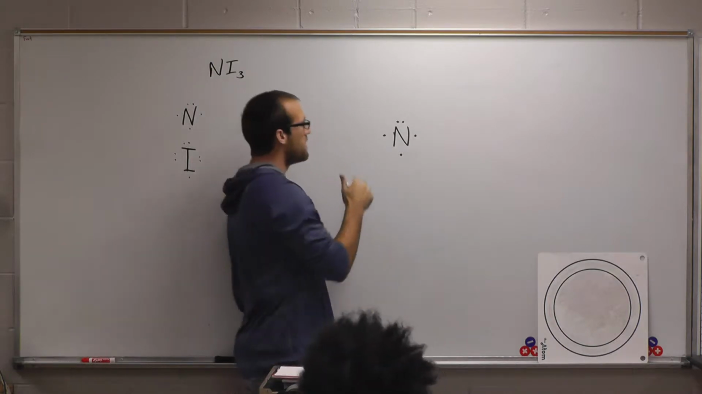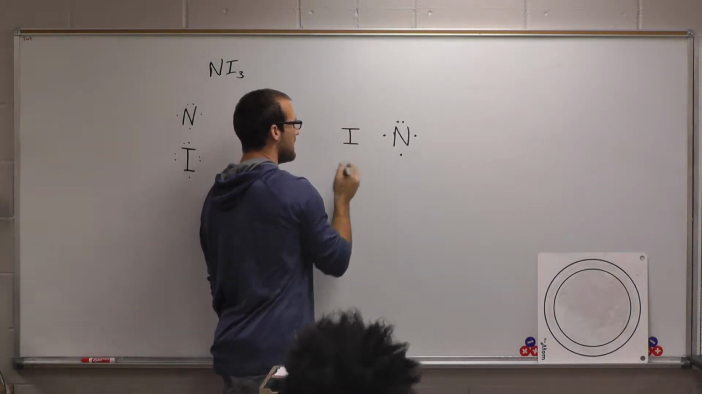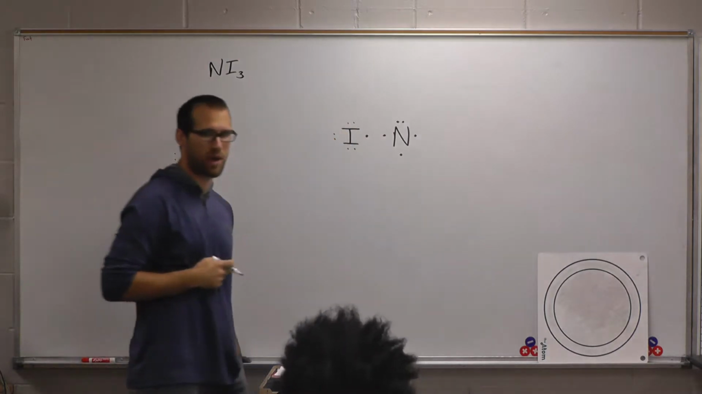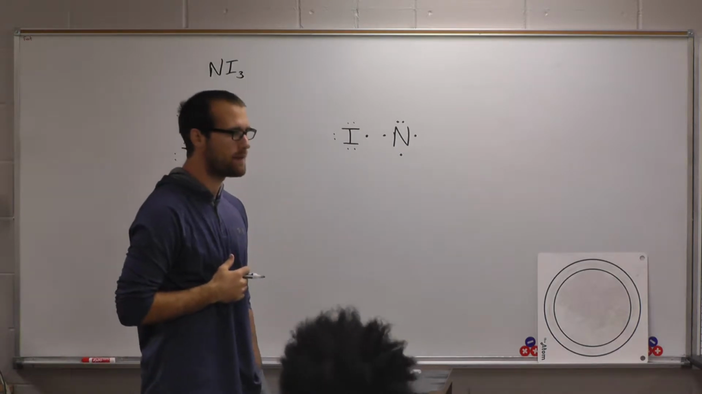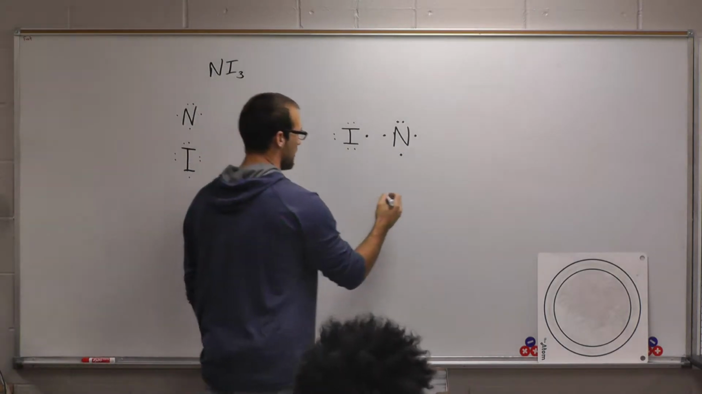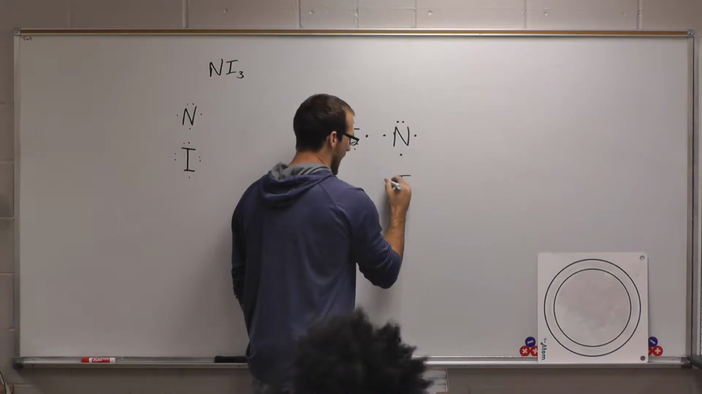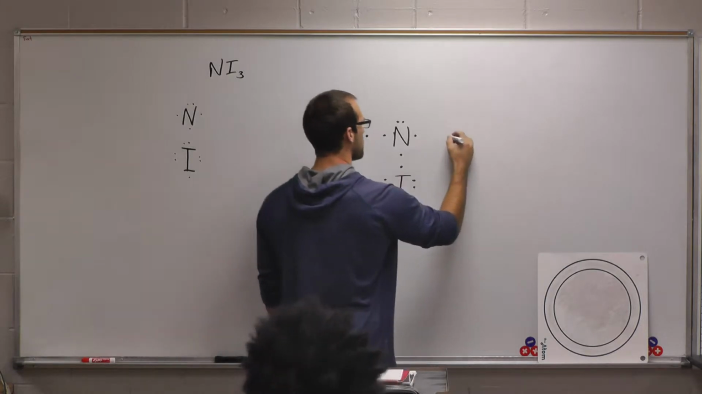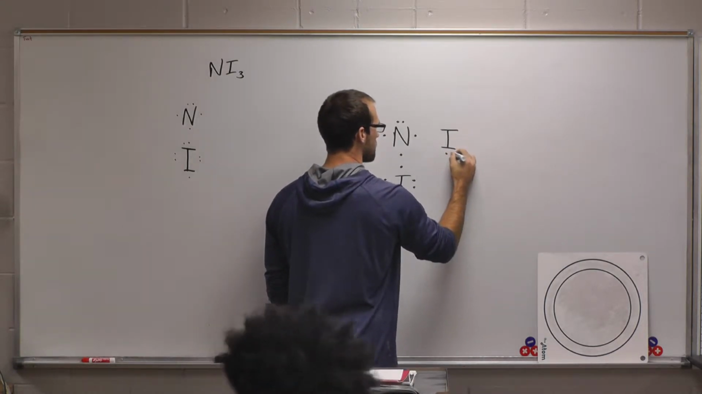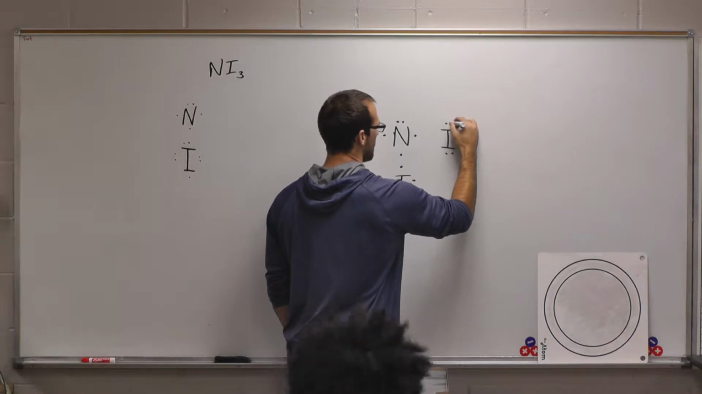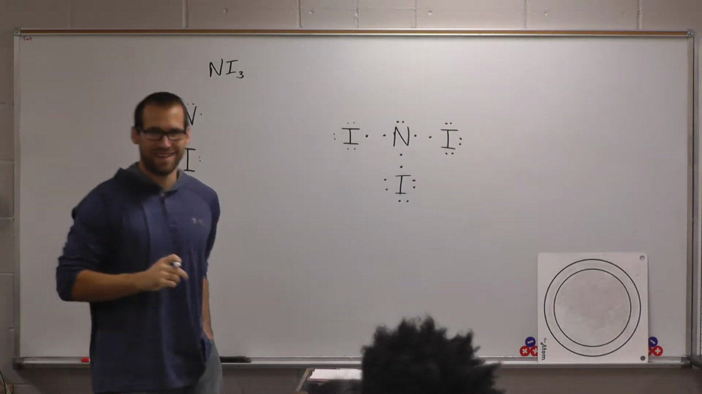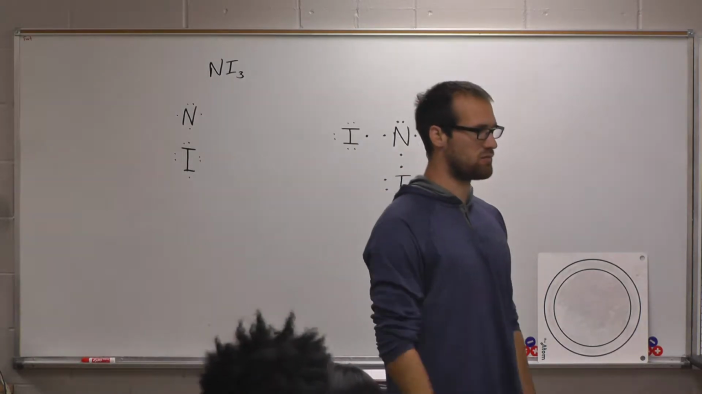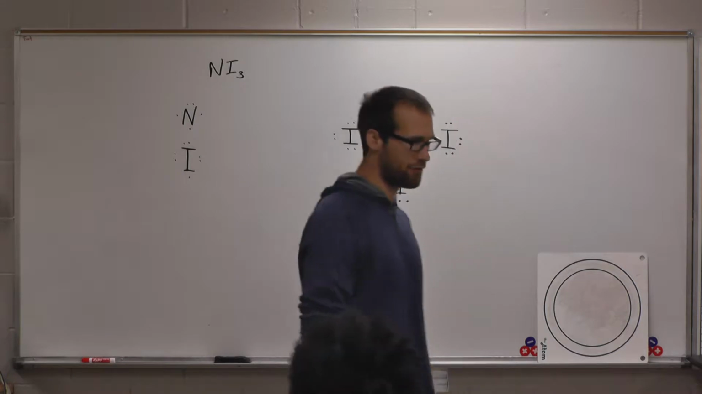That make sense? Now notice, when I write this iodine, I put my lone pairs away and I put my bonding site towards the bonding site of nitrogen. That makes sense, right? I'm going to do that for all of these. I would strongly suggest that you use a pencil when doing Lewis structures, because you're going to have to do some erasing and changing stuff.